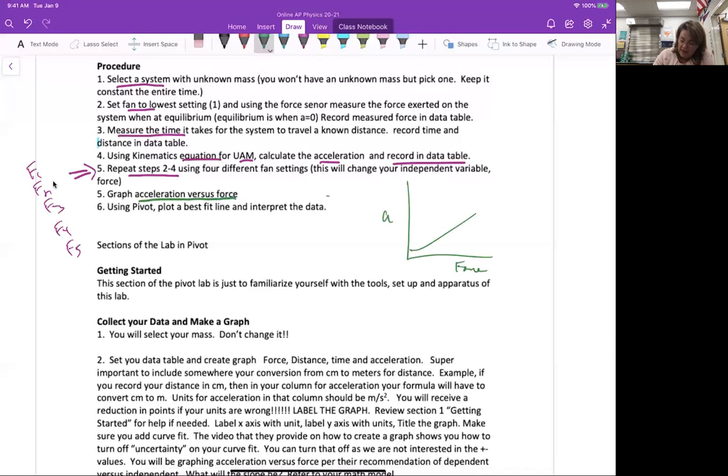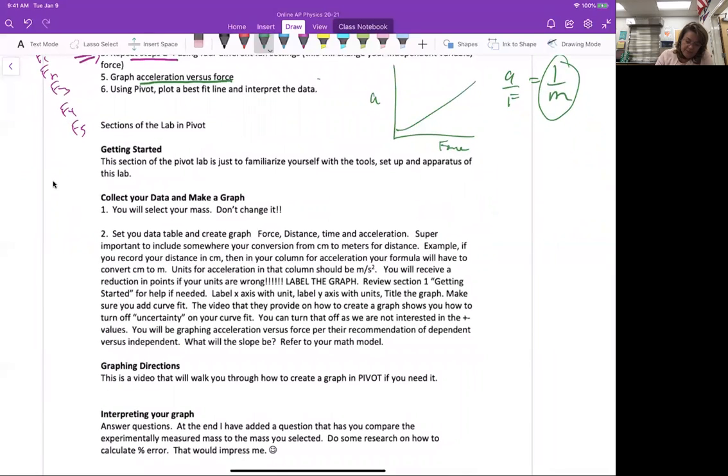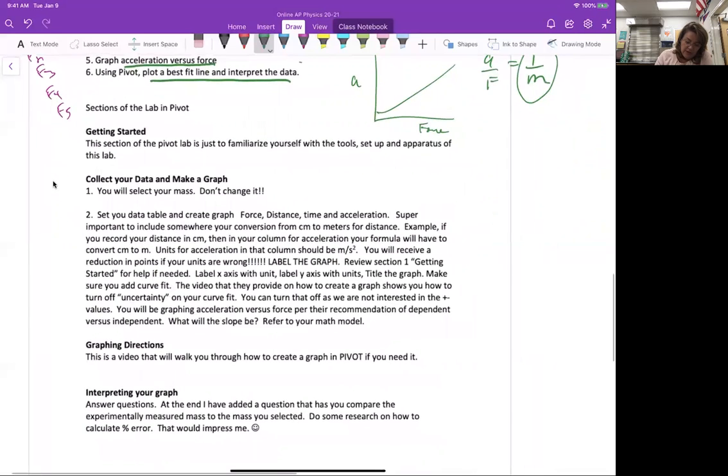Okay. And a over F is equal to 1 over m. So that's what your slope is equal to: 1 over the inertial mass. So find your slope and then take the inverse of it when you want to know the mass. Make sure you plot your best fit line using Pivot.